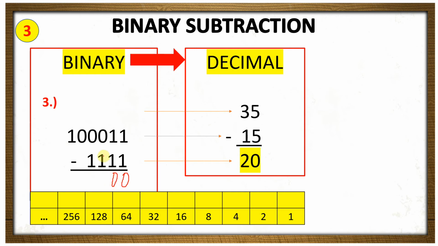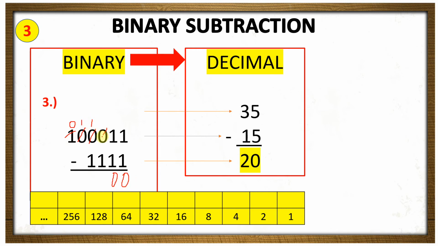This time, the binary minuend is lesser than the subtrahend. So 0 minus 1 cannot be, and you borrow 1 from the next digit to the left. Since the next columns are all 0, you can only borrow 1 from here. This will become 0, and all the zeros that are bypassed become 1.